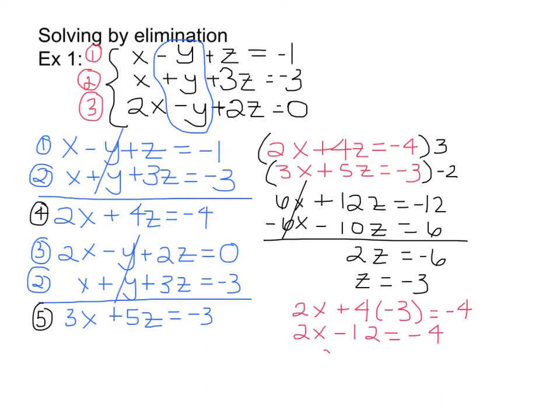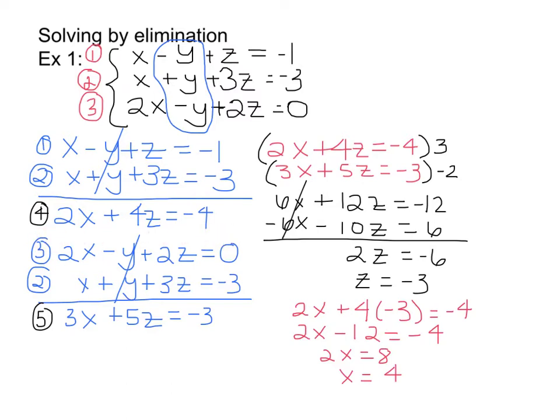Add 12 to the other side, so 2x equals 8. Divide by 2, and x equals 4. So I have two variables right now. I know my x, I know my z, so I need to solve for y. So again, you're going to look at equations 1, 2, 3, 4, or 5, and you're going to look for one that's going to make it very easy for you to solve for y.